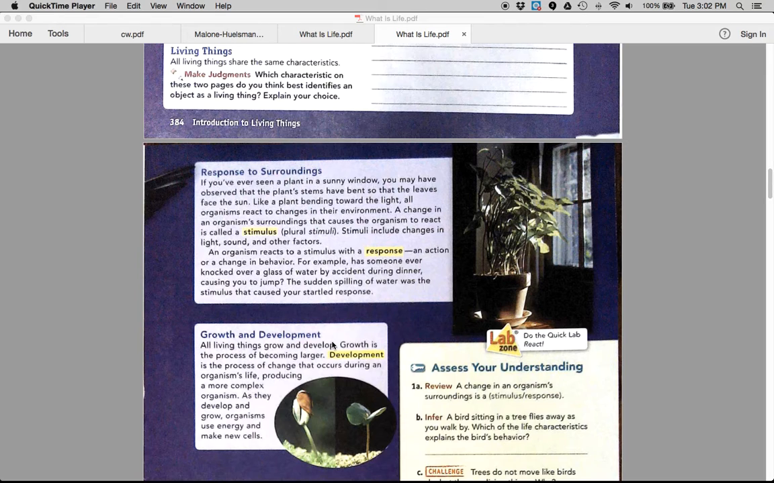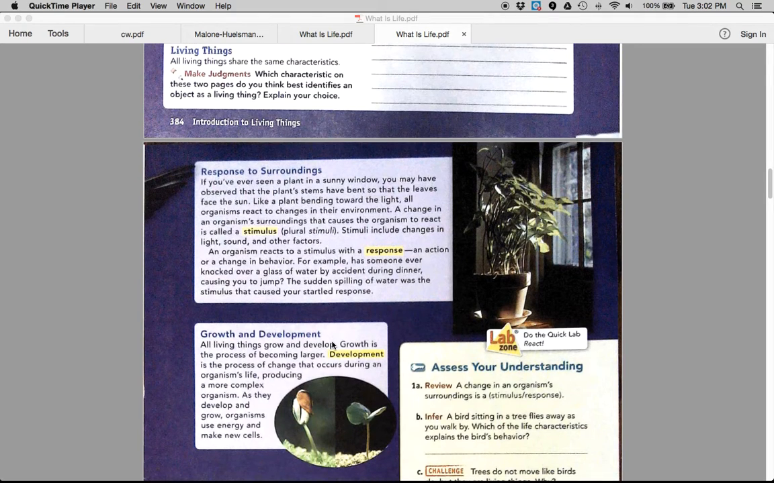For example, has someone ever knocked over a glass of water by accident during dinner, causing you to jump? The sudden spilling of water was a stimulus that caused your startled response.